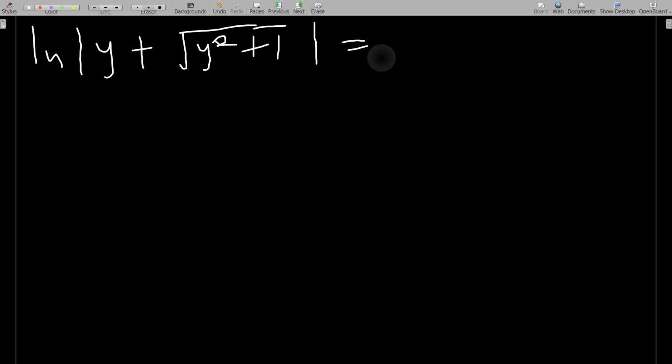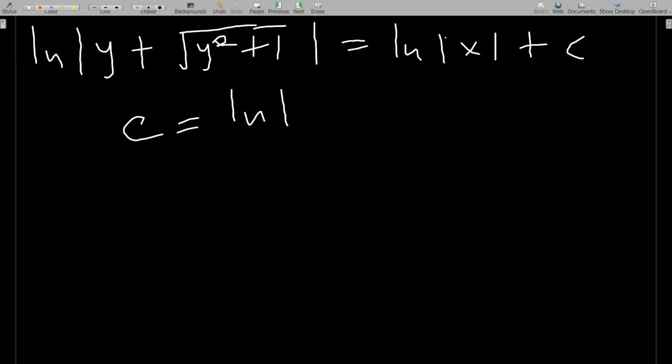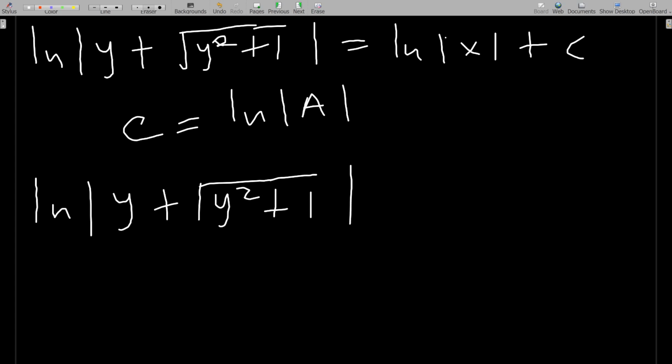It gave us ln of y plus the square root of y squared plus 1, and then the other side gave us ln x plus some constant c, but this constant c can be written as ln of a. It's still a constant, so ln of a is still a constant. You want to do away with these ln. So let's put that there, and then ln y plus the square root of y squared plus 1 would then be equal to ln of x plus ln a.